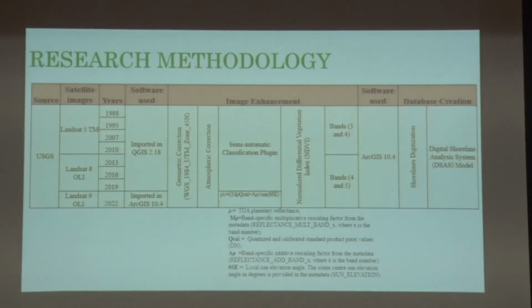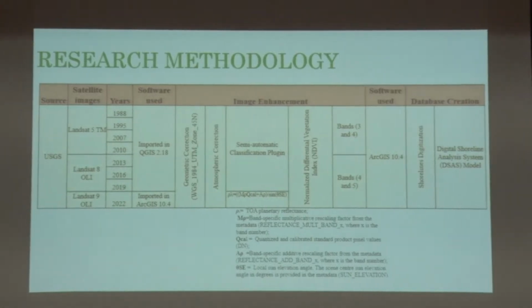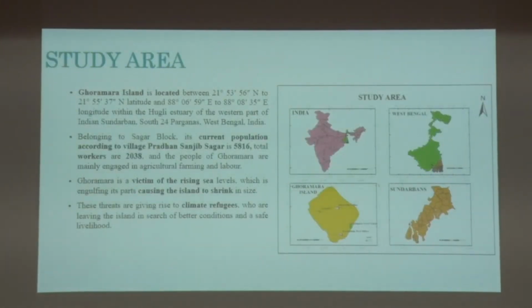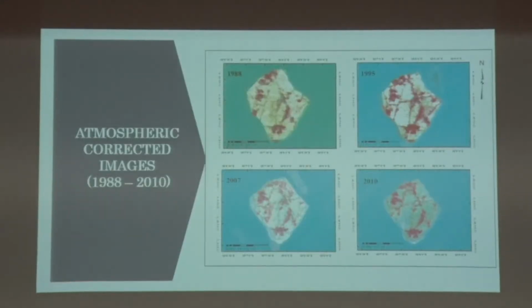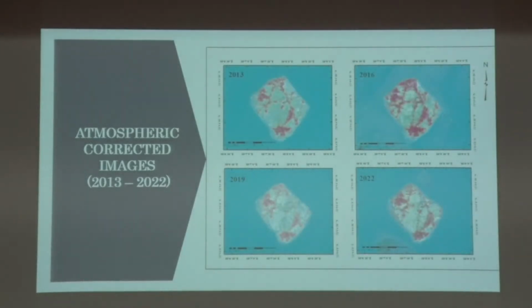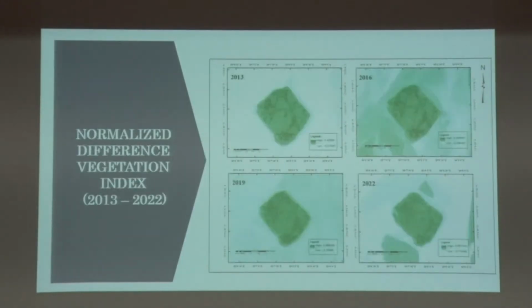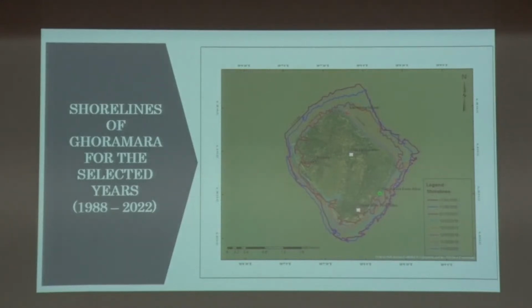I have collected maps from Landsat and gone through image enhancement. Then I went for database creation. This is my study area. Next, I went for atmospheric correction of the images from 1988 to 2010, then for 2013 to 2022. Then I have done NDVI for 2013 to 2022 as well. These are the shorelines of Ghoramara for the selected years from 1988 to 2022.